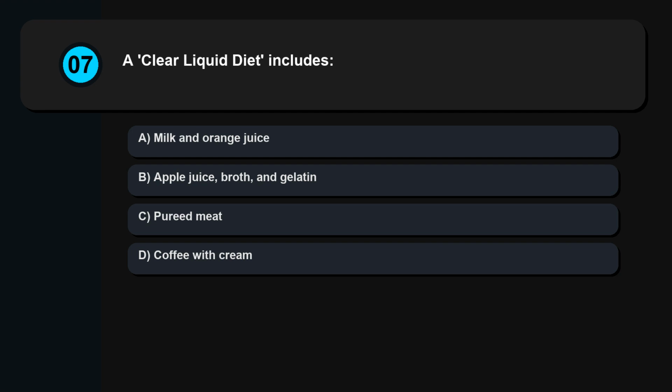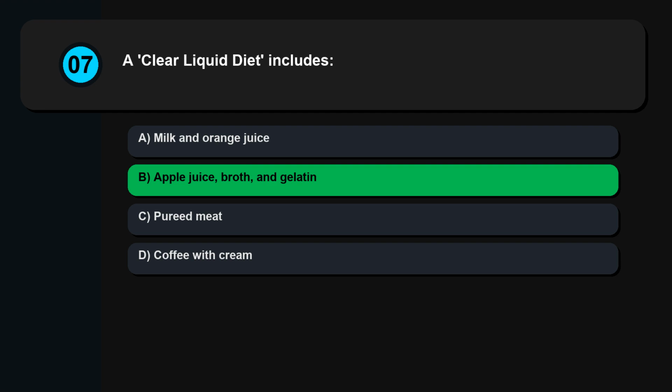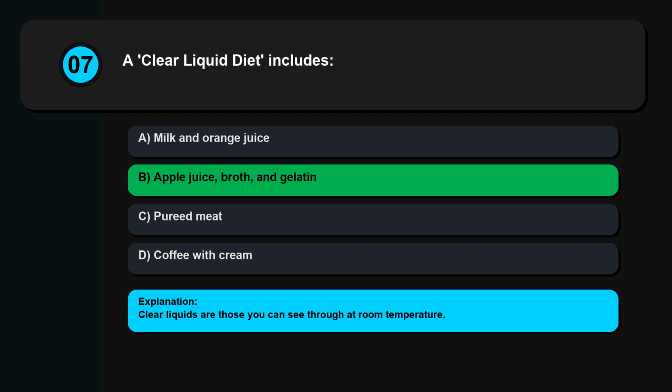Question 7. A clear liquid diet includes which of the following? Milk and orange juice, apple juice, broth, and gelatin, pureed meat, coffee with cream. Clear liquids are those you can see through at room temperature.